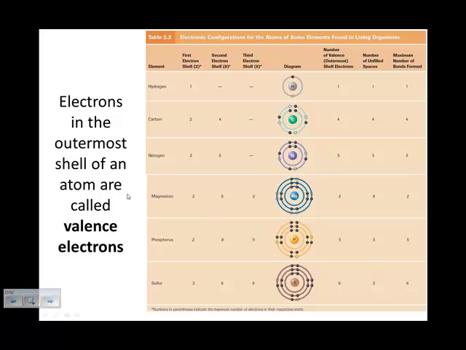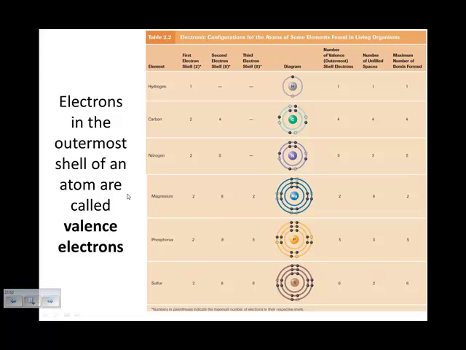Electrons in the outermost shell, we call valence electrons, right? So the first shell doesn't have a fancy name. The outermost shell, whether that's the second shell in carbon, the first shell in hydrogen, or the third shell in phosphorus, that outermost shell we call the valence shell, and the electrons in it we call the valence electrons.